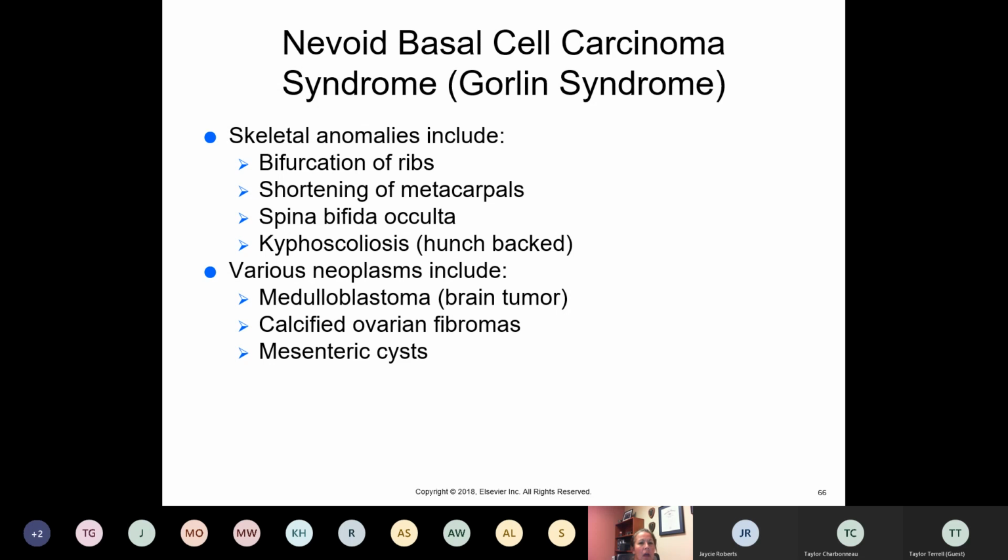Some skeletal anomalies that occur in this condition are bifurcation of their ribs, shorter metacarpals, spina bifida, kyphoscoliosis, which is kyphosis, also known as hunchbacked, and then various neoplasms might occur: brain tumor, calcified ovarian fibromas, and mesenteric cysts. Mesentery is what holds our inner organs together, so we can develop cysts in those regions.